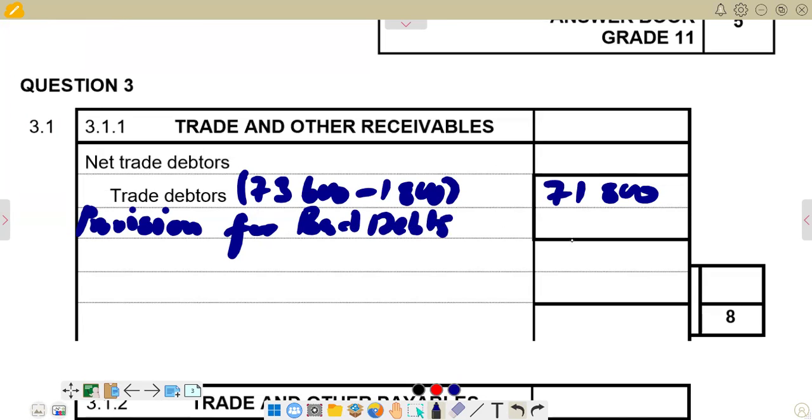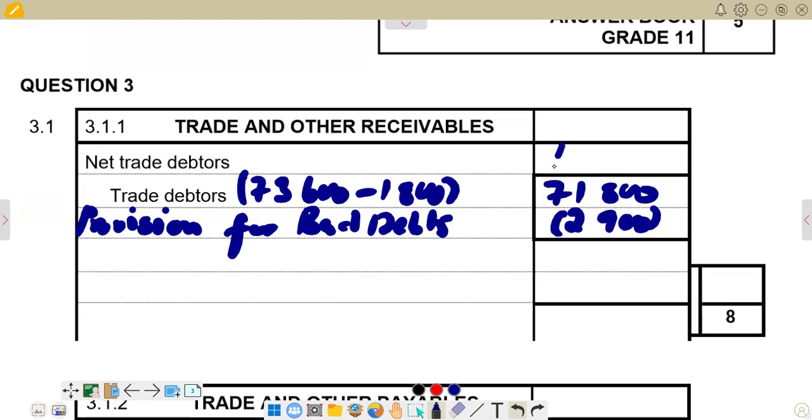And the amount that we have for provision for bad debts is 2,900. So we are saying 2,900 and we are subtracting. If you subtract now, 1,800 minus 2,900, you will arrive at the figure for net trade debtors. After subtracting, you're going to get 68,900.